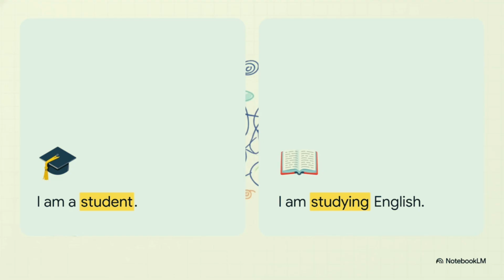Here, the be verb am is actually jumping in to help the verb studying show an action that's happening right now. It's a helper. She is reading a book. They are playing football. The be verb is absolutely crucial for letting us know the action is continuous.